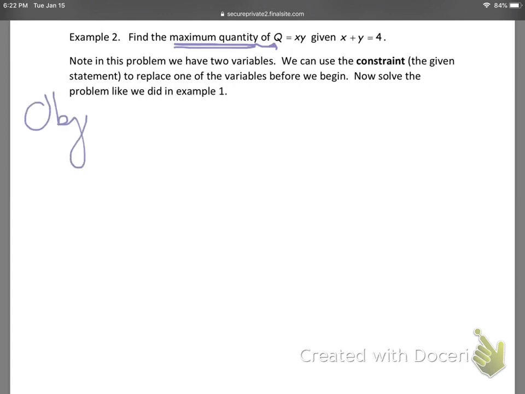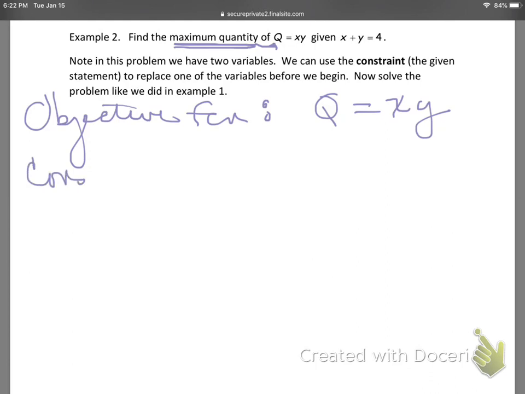So, a couple of vocab words. The objective function is q equals xy. That's a new term for us. The objective function gives us our job. We're going to use this function to answer the question at hand. The constraint we're going to use to modify the objective function. So your constraint is that x plus y equals 4.